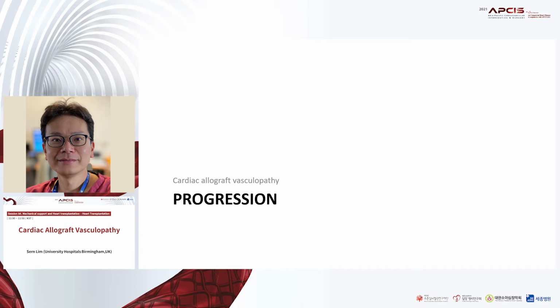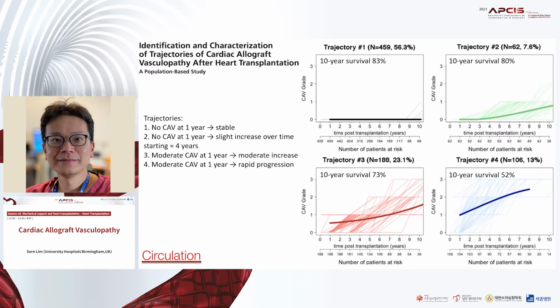This is a very interesting study, a large international study of transplant recipients. And the authors defined 4 different trajectories based on the presence of vasculopathy, again on angiography, using the ISHLT nomenclature at 1 year and the subsequent changes over time. So here they have 4 trajectories. The first trajectory have very good 10-year survival.